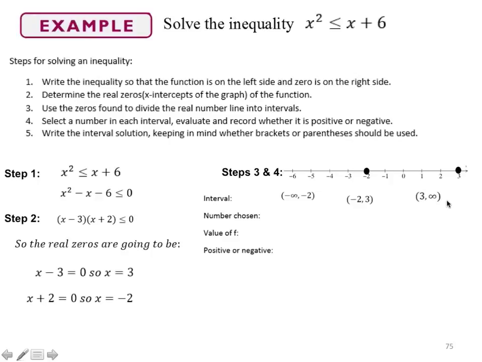And then what you do is you pick a number in each of the intervals. So you pick -3, and then you plug it in, okay? And you always want to plug it into the equation from step 2, okay? And if you plug this in, you get 6 out, which is a positive number. Now in this interval, you can pick 0 because 0 is between -2 and 3. And if you plug that in, you're going to get -6 out, which is a negative number. And then over here, I picked 4. I'm going to plug 4 in here, and I'm going to get 6 out, which is a positive number.